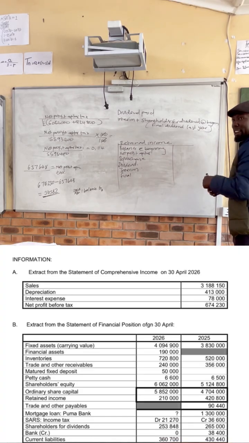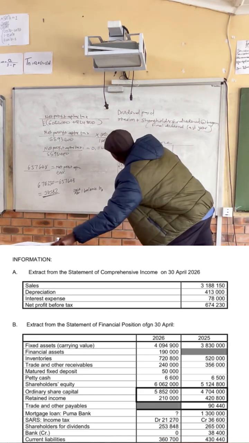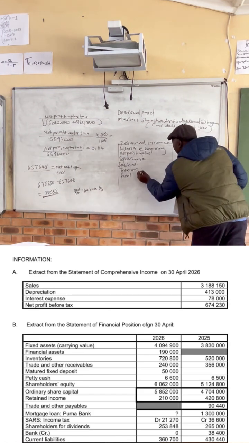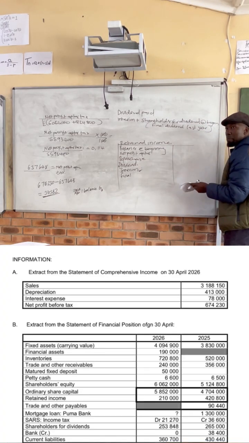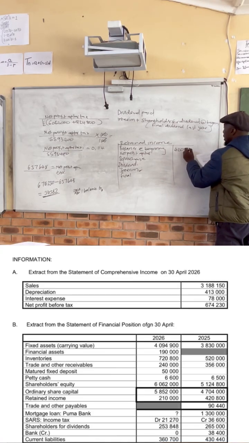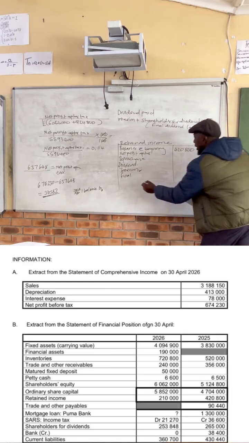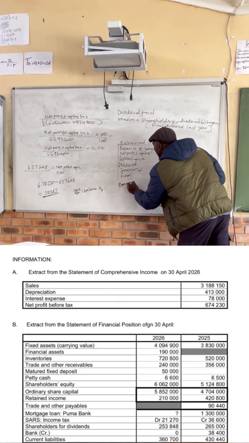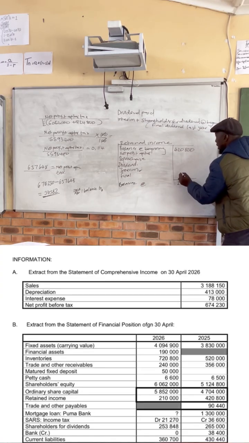Okay. Now, let's go to our information, guys. We're going to prepare what? We are looking for retained, interim dividend, but we need to prepare retained income. Okay. Balance at the beginning, how much is it? 800. At the end, yes, balance. At the end, we have 210,000.